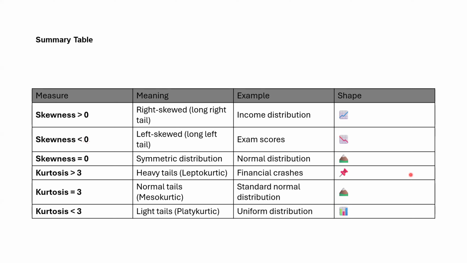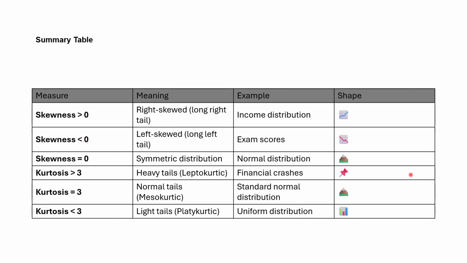Skewness less than zero means negative skewness, or a left skewed distribution. We'll have a long left tail. Let's say exam scores, as I mentioned. The students who are below grade E will be very few. Skewness equal to zero is a symmetric distribution. The perfect example is the normal distribution.